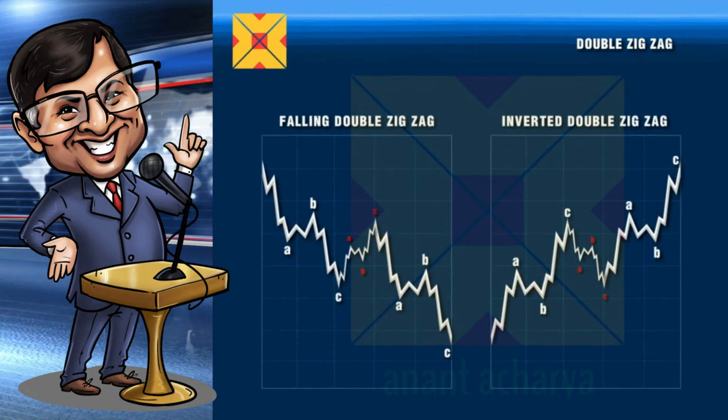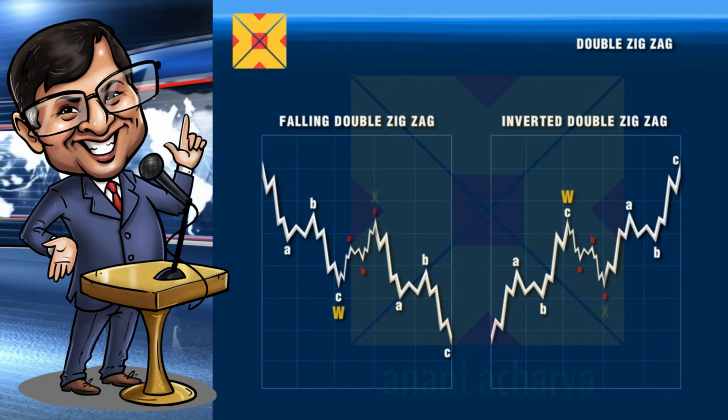The double zigzag can also unfold upwards, and, in that case, it is inverted. The double zigzag brings out a much deeper and sharper correction in the market. Double zigzags are labeled W, X, Y.